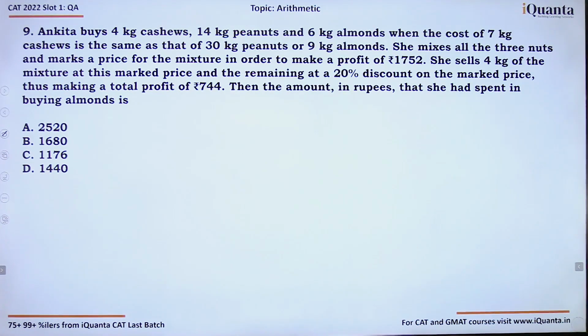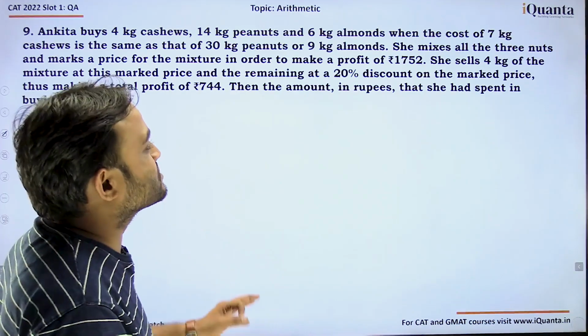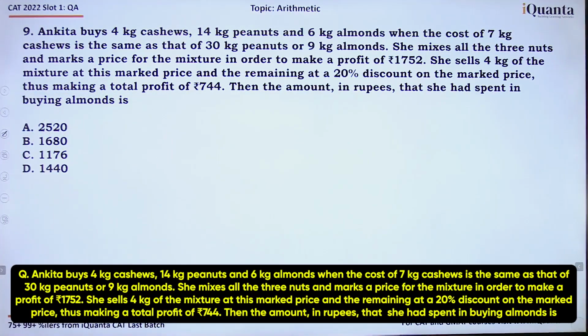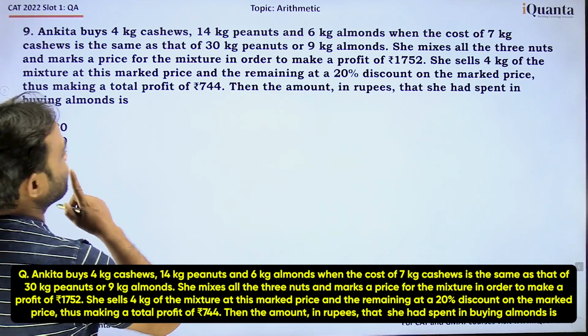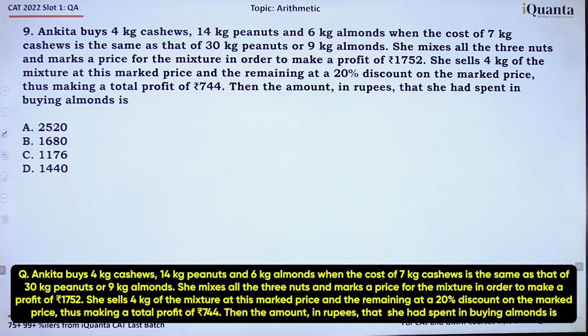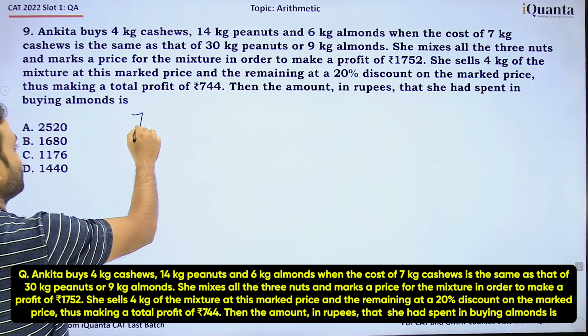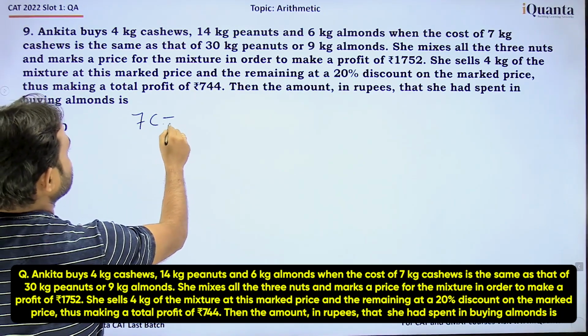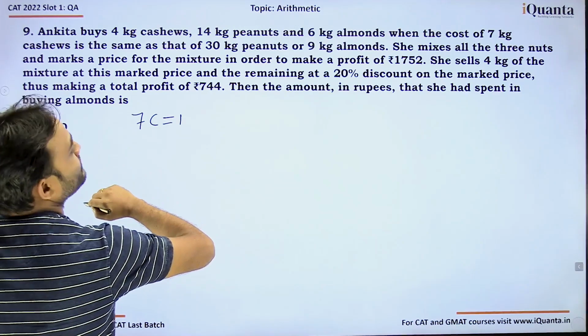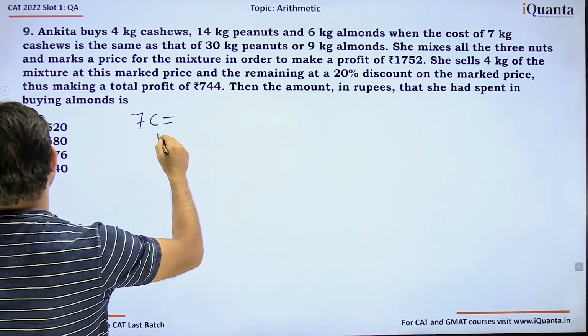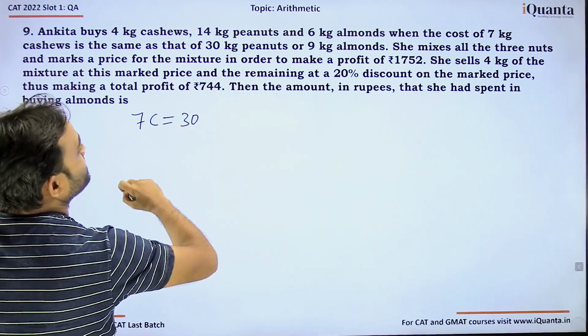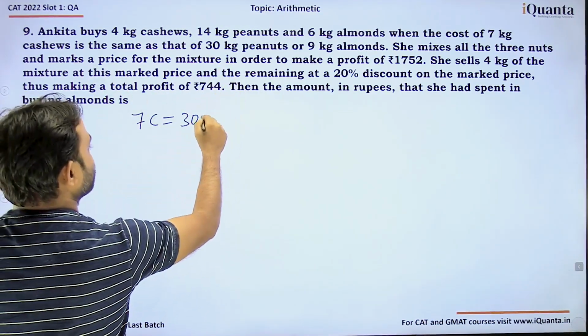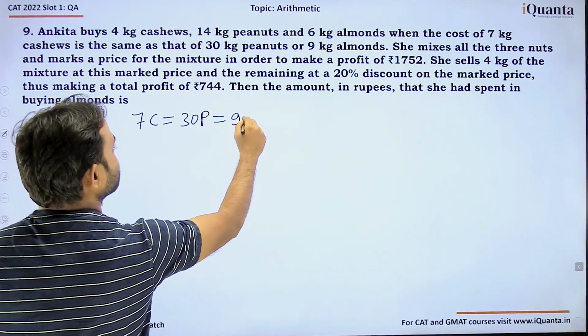Question number 9. Again, one of the lengthiest questions in slot 1. It says Ankita buys 4 kg of cashews, 14 kg of peanuts and 6 kg of almonds, where the cost of 7 kg of cashews is the same as that of 30 kg of peanuts and 9 kg of almonds. So we can say the price of 7 kg of cashews is equal to the price of 30 kg of peanuts, which is also equal to 9 kg of almonds.